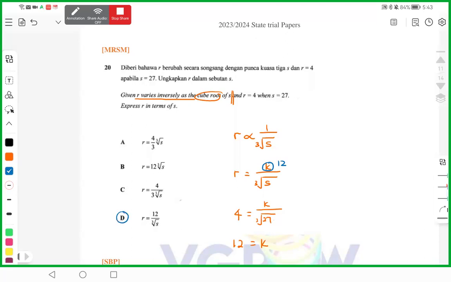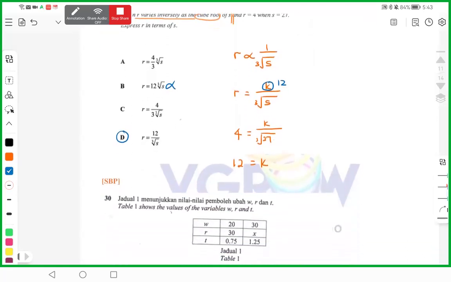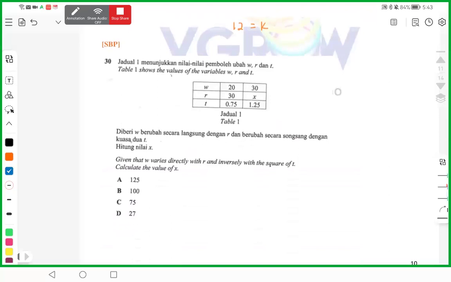That's right. So for objective questions, usually we can use the cancellation method. Cancellation method means those impossible options you can cancel out to get the correct answer. Okay, and the second question is from SPM. Okay, so this is this year's state trial paper.